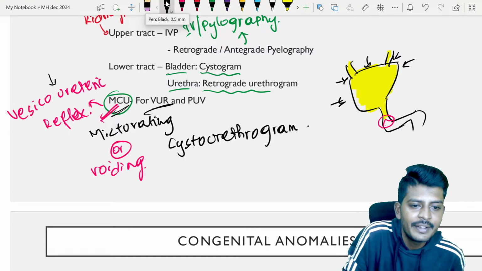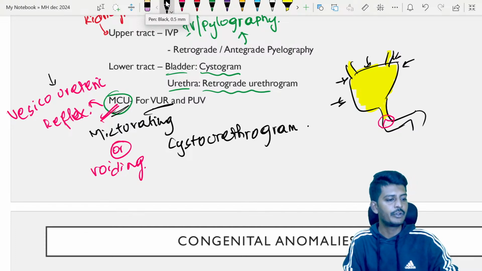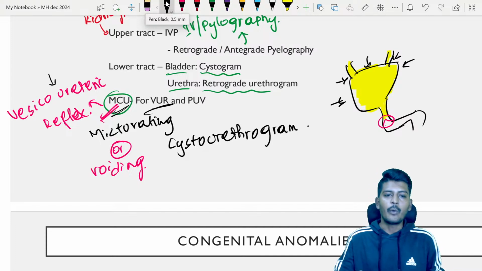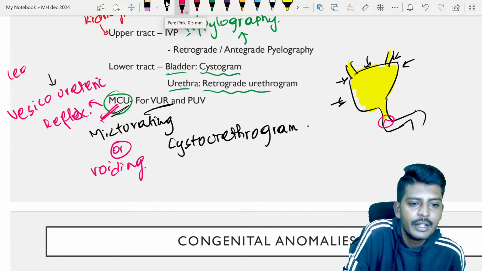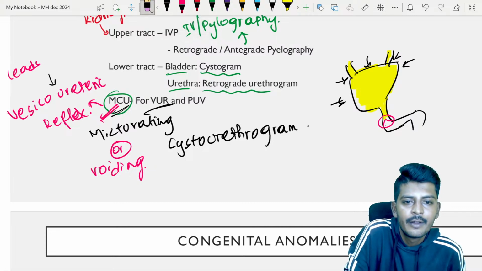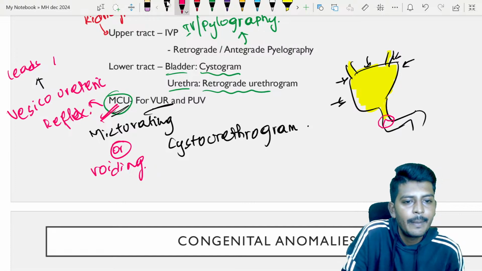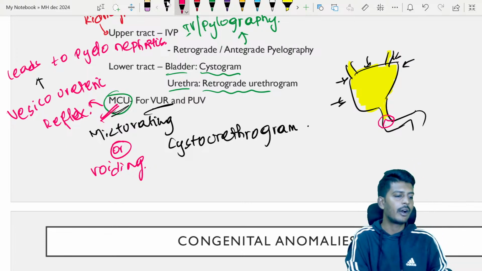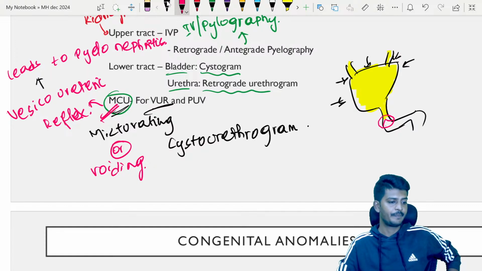Now you people tell me in the comment section, vesico-ureteric reflux leads to which disease? Let's see. Vesico-ureteric reflux leads to pyelonephritis. One of the leading causes of pyelonephritis is vesico-ureteric reflux.